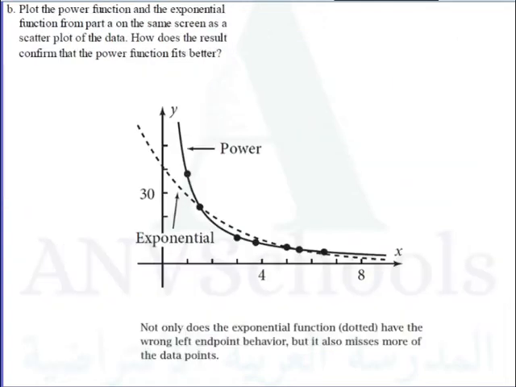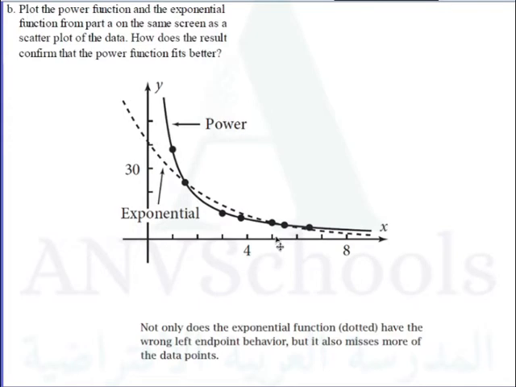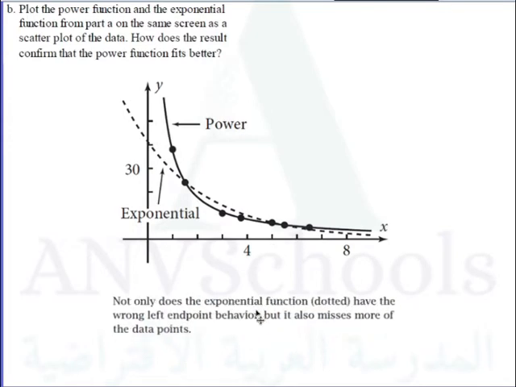Letter B, plot the power function and the exponential function from part A on the same screen as the scatter plot of the data. How does the result confirm that the power function fits better? So this is the sketch of both regressions. We have the power function, so it's a solid line, okay? This line. The exponential function is the broken line, okay?